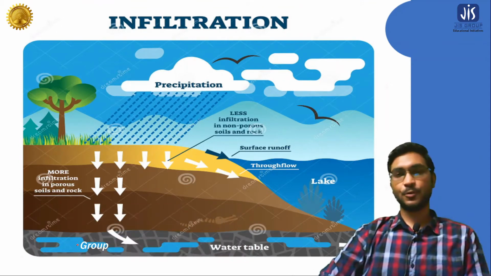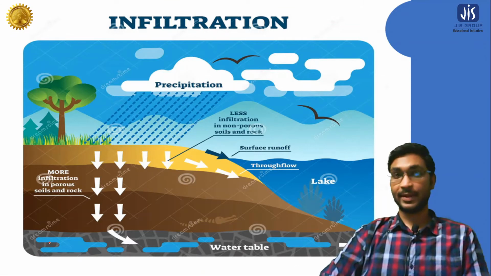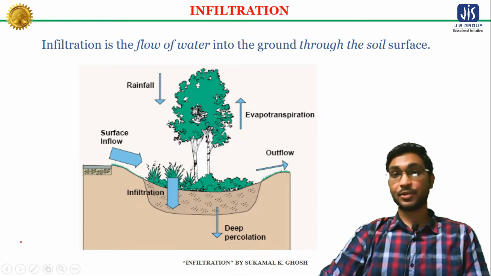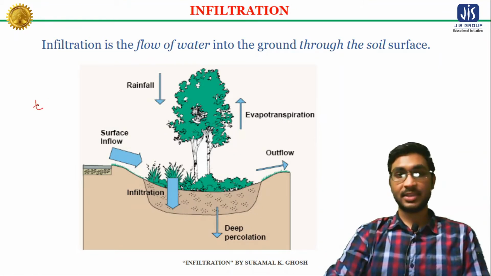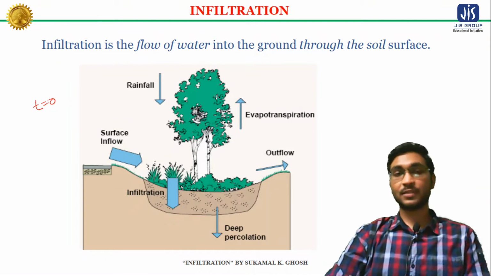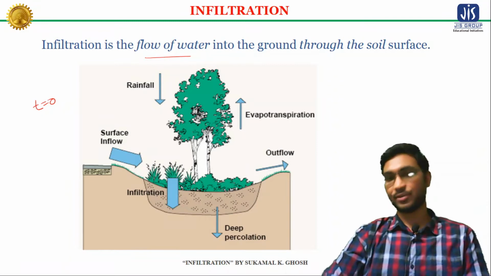In this particular video, we are going to discuss infiltration and the various factors that affect infiltration. When precipitation occurs at time t equals 0, it will not contribute to runoff, because most of the time the soil at the ground is dry and hence it will absorb the precipitated water. This movement or flow of water through the soil is known as infiltration.